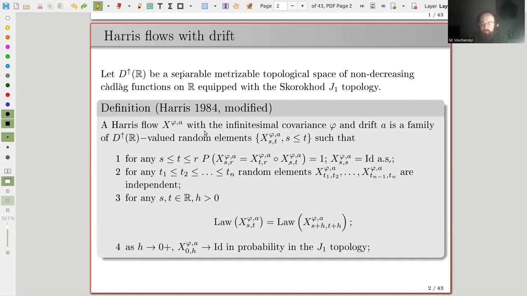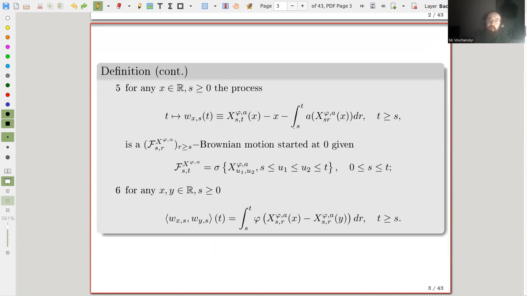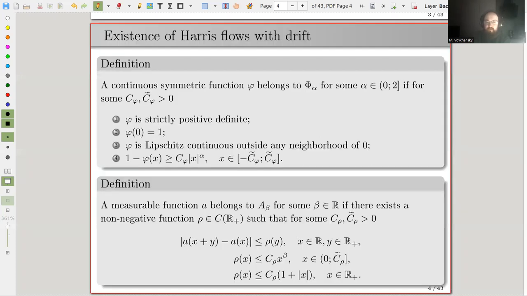they form a stochastic flow, which is stationary, which has independent increments, which form a flow, and every particle moves like a solution to an SDE with drift A, where A is some function, and the infinitesimal covariance function for a pair of particles is given in terms of this phi. So phi and A define the flow.